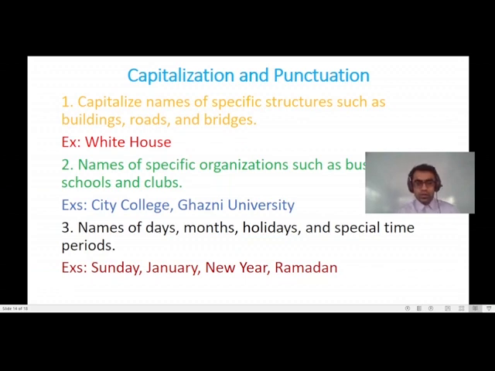Capitalization and punctuation. Now we are going to talk about some of the rules or guidelines for capitalizing. First, capitalize names of specific structures such as buildings, roads and bridges.